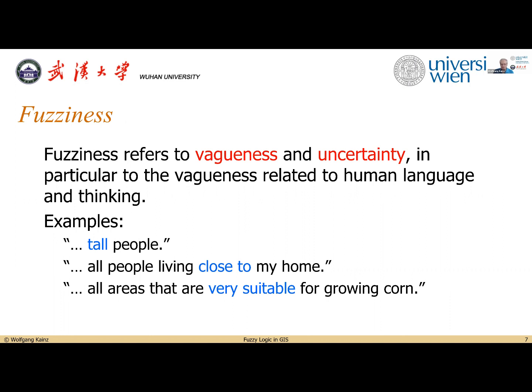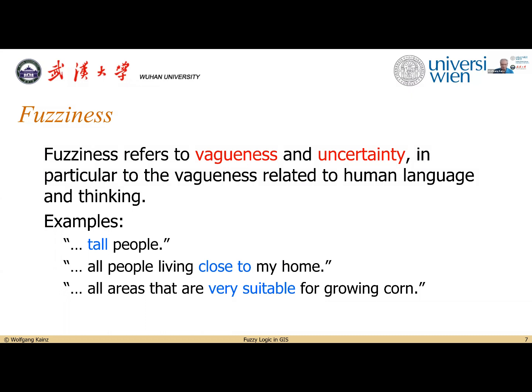We already had some examples. Here I give you other examples. We say tall people. The concept of tall is vague or fuzzy. I mean, if you look at, for example, countries where people are in general very tall, for example, like the Netherlands, the people in the Netherlands are pretty tall. So if you have a height of 1.70 meters or 1.75 meters, you are definitely not a tall person in the Netherlands, because on average, most of the people are 1.80 meters or taller. But it's a vague concept.